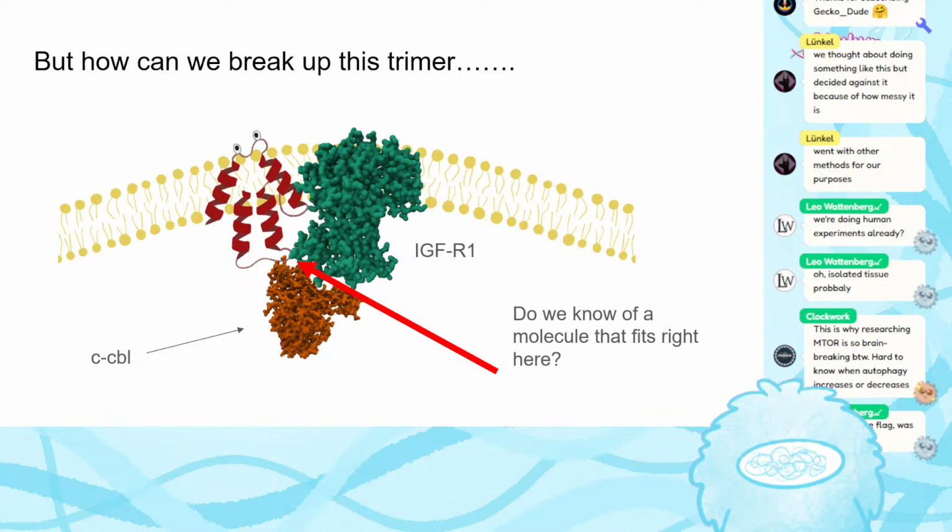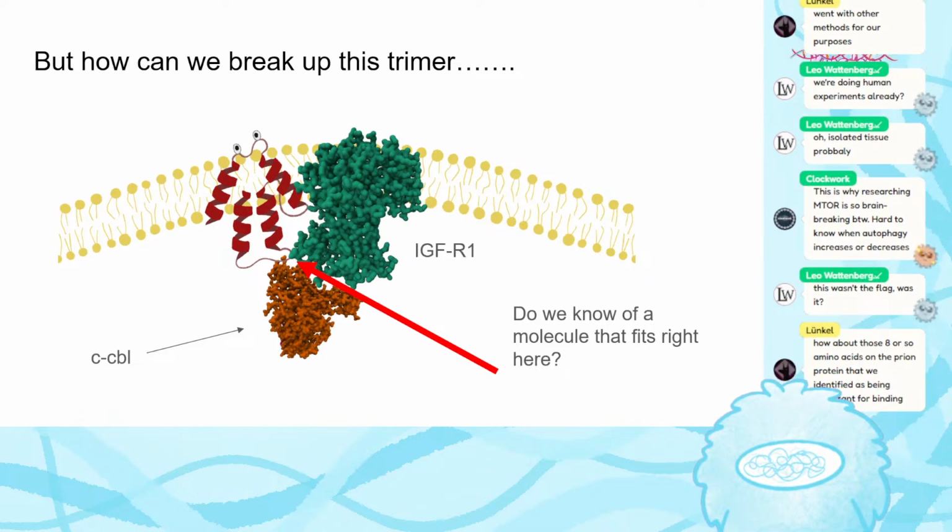All right. How about those 8 or so amino acids in the prion protein that we identified as being important for binding? This wasn't the flag, was it? Ubiquitin? Yeah. Yeah, Leo. It is included in the flag story because that's where we learned about it. It's exactly as Lunkil said. We identified with those Western blots, with those co-IPs, the exact 8 amino acids that if we stitched them together, bind in this exact spot.